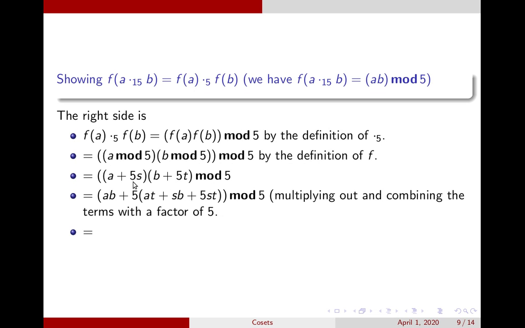We do the multiplication. Now I've done a little bit of algebra here. I've multiplied these two binomials, and then I've collected the terms that have 5 as a factor and factored it out. So a couple of easy algebraic steps are missing here. But the final result will be a times b plus 5 times the quantity at plus sb plus 5st. And now we are again in a position to use the inserting and deleting multiples of m lemma. Here is a multiple of 5 sitting inside a mod 5, so it can be deleted. We end up with a times b mod 5. Our proof is complete. We've now simplified the right-hand side and gotten the same thing as we did when we simplified the left-hand side.